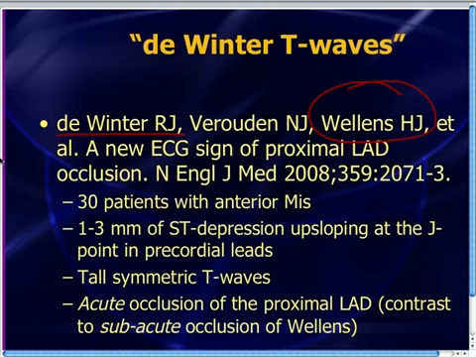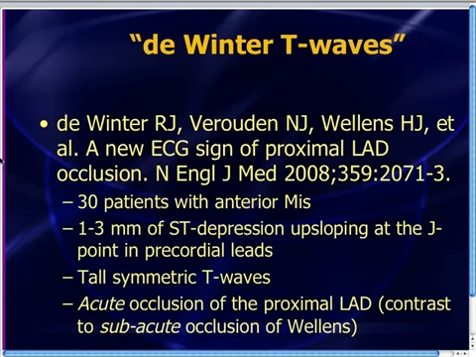What they described was that these patients had 1 to 3 millimeters of ST segment depression that was upsloping at the J point, primarily present in the precordial leads. The patients also had tall symmetric T waves, just like we saw a moment ago. And a very important point, this was highly specific for acute occlusion of the proximal LAD. Now, let me get rid of some of these marks.